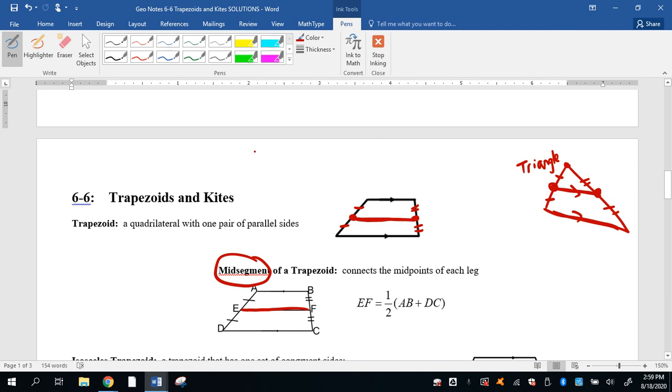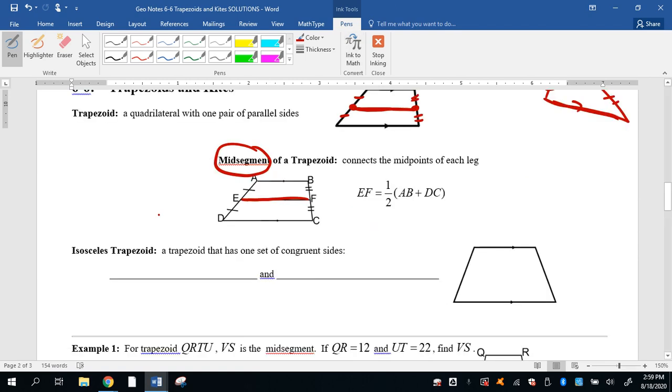So chapter 6, trapezoids. What's important? You have to know the definition of a trapezoid. That is the one property of a trapezoid. But you also have to know the midsegment formula, knowing that the midsegment is the average of those 2 sides.